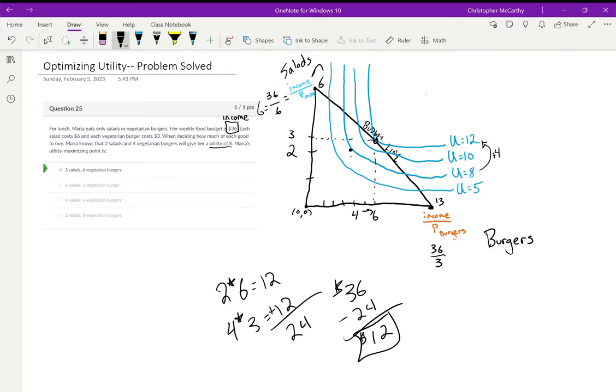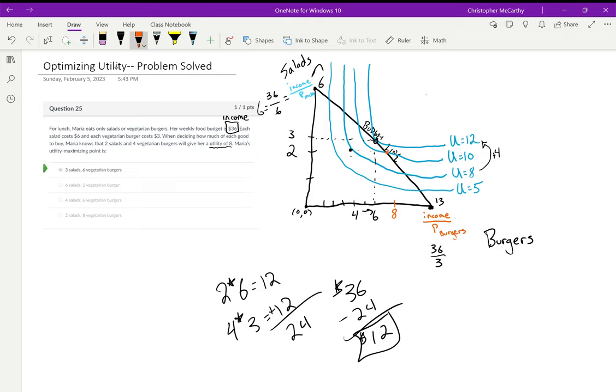Now, let's do a little thought example. What if we were to take that $12 and spend it entirely on burgers, right? If we were to take that $12 and instead of spending 6 of it on burgers and 6 of it on salad, what if we spent it all on burgers and we got to this point right over here? We just went all the way over here. Well, look, the way that I drew these lines, now we're on a lower utility, right? We're on a utility that's equal to 10 compared to a utility that's equal to 12, right?